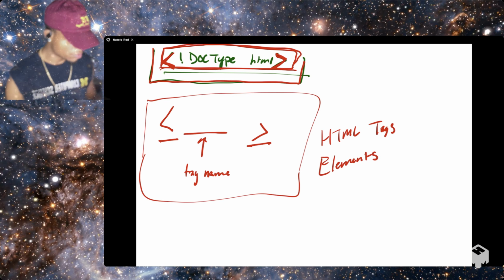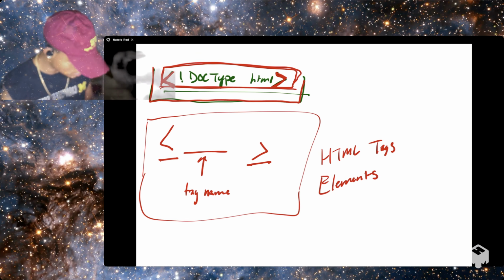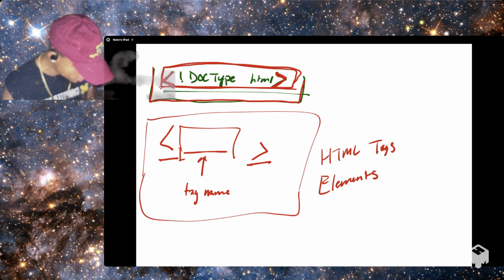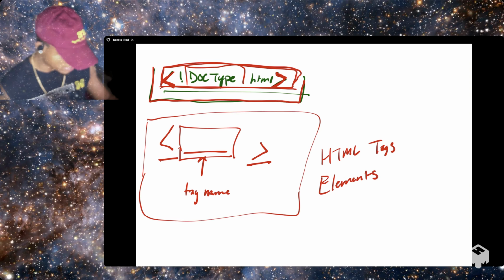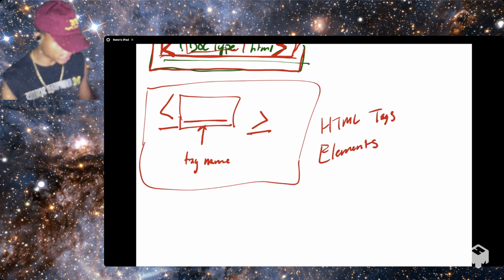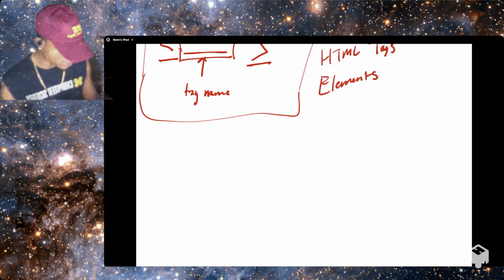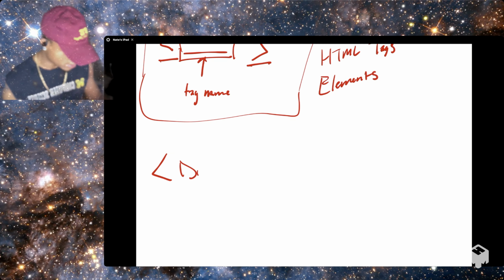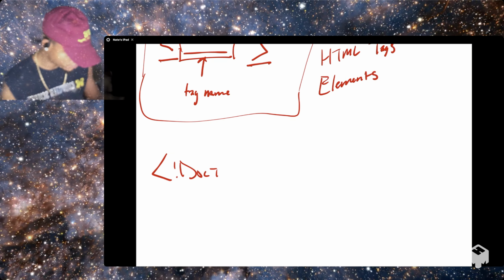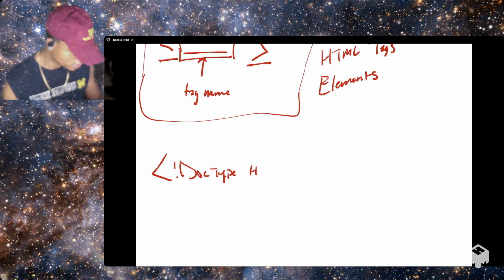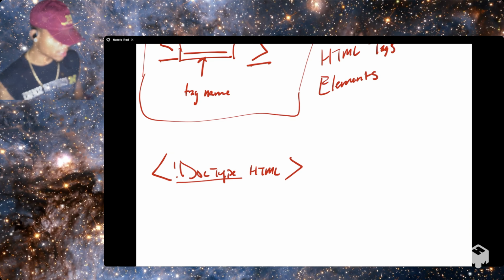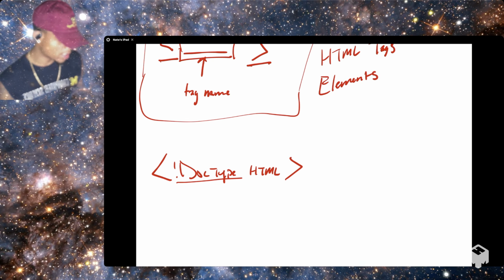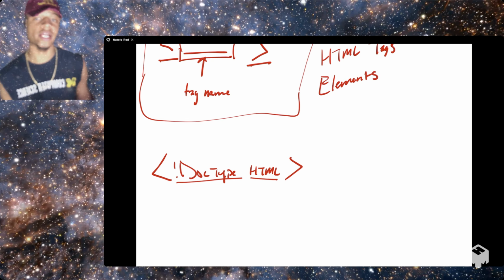Okay, so the first word is the tag name. Here our tag is the doctype tag. This is the tag name. So what I said here was doctype. I put the pound here first though. Doctype HTML. So basically, I used the doctype tag, and then I said HTML right after it.